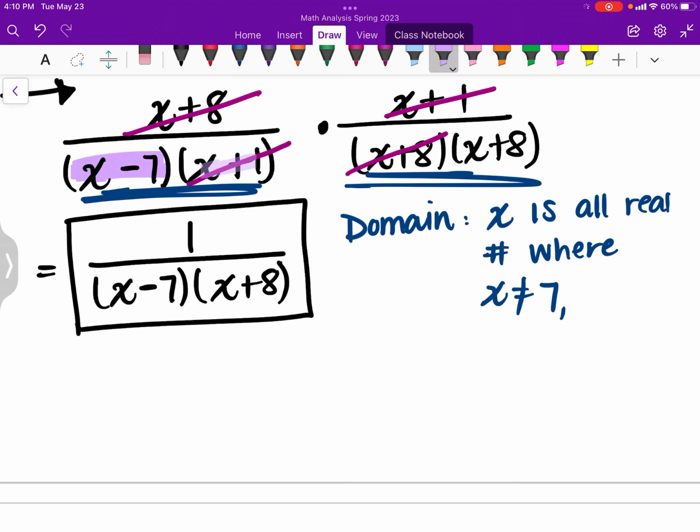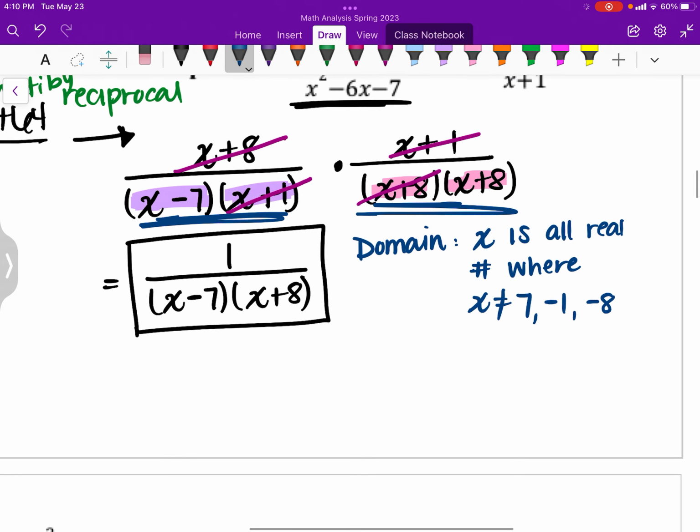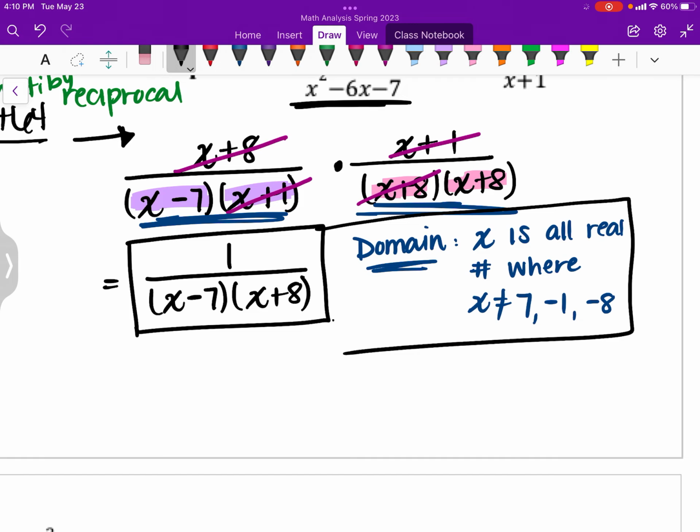It also can't be the one we excluded, which if we solve for x there is going to be a negative 1. And these are the same, x plus 8, x plus 8. So if we solve for x there, it can't be negative 8 either. So that would be the domain. All right, so this is our final answer. All of this here. All of that there.